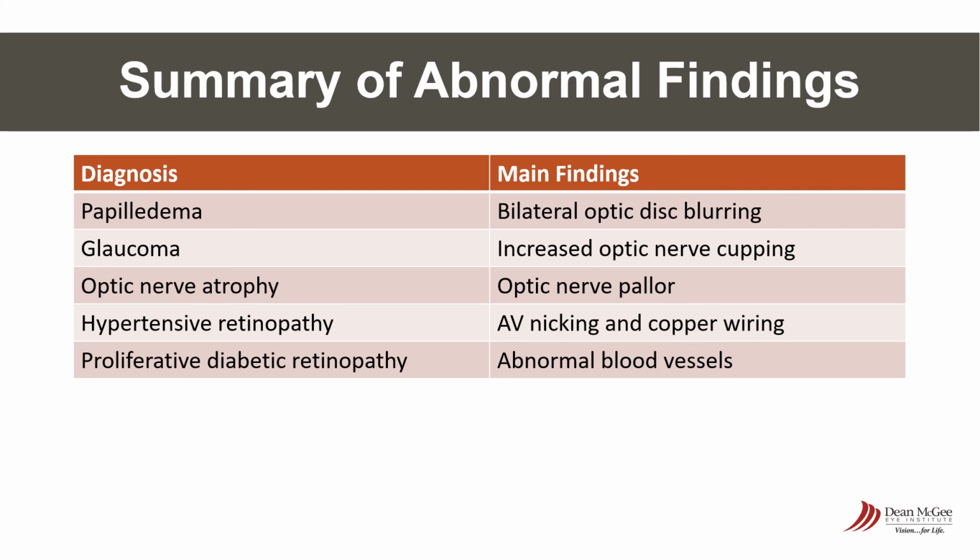With hypertensive retinopathy and proliferative diabetic retinopathy, there will be changes in the retina. In hypertensive retinopathy, the arterioles and venules are abnormal. You will see AV nicking and copper wiring. In proliferative diabetic retinopathy, there is the abnormal growth of new blood vessels, which can appear either on the optic nerve or in the retina.